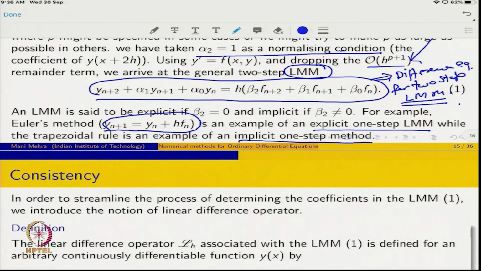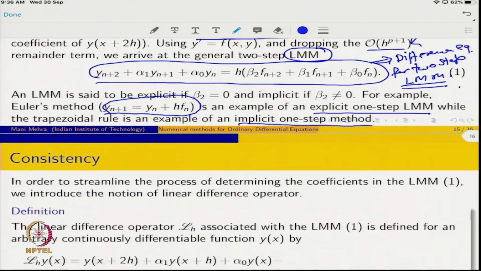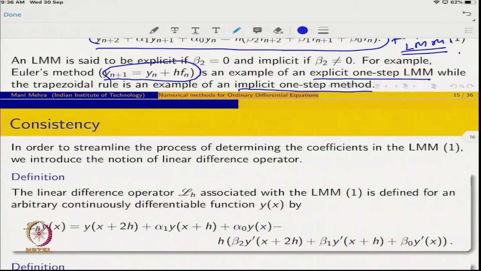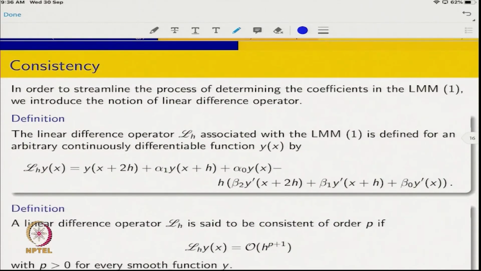We have to choose according to some process. So, what is that process? That I am going to explain to you. The linear difference operator L_h associated with the LMM is defined for an arbitrary continuously differentiable function y(x) by the following definition. So, here is the definition of the linear difference operator which we are introducing right now, L_h y(x).